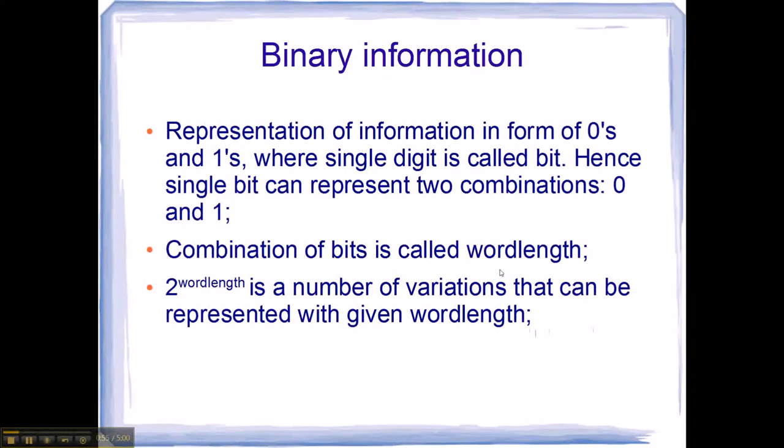Speaking about binary information, it's the representation of information in the form of zeros and ones, and a single digit there is called a bit, and a single bit can represent either 0 or 1. A combination of bits is called a word length, and the word length can represent 2 to the power of its word length number of variations. I will show it in the next example.